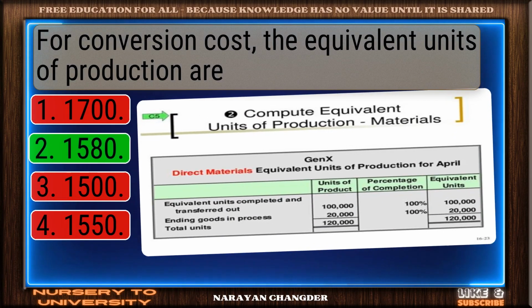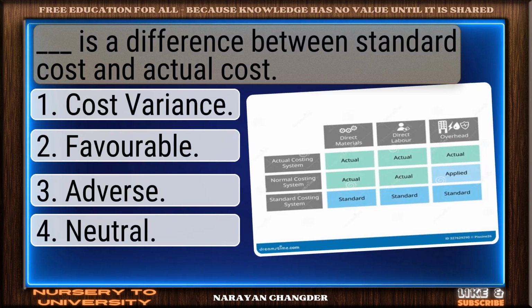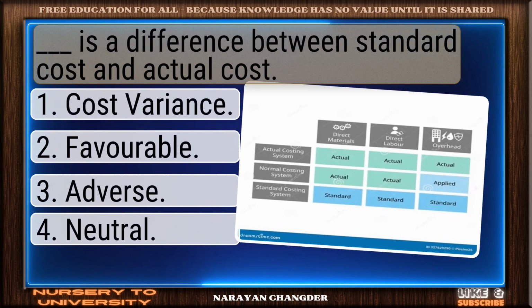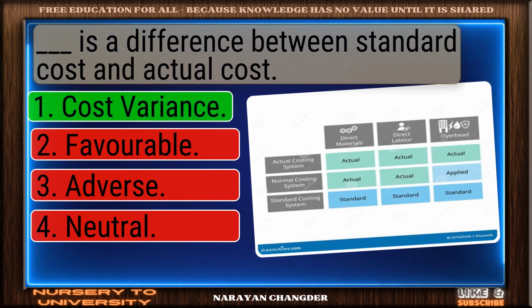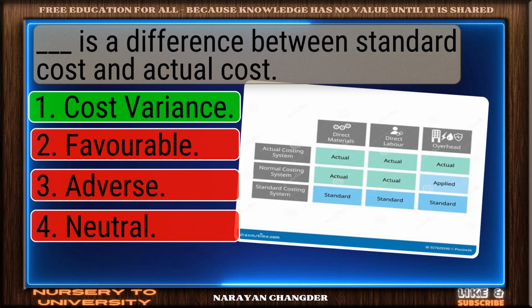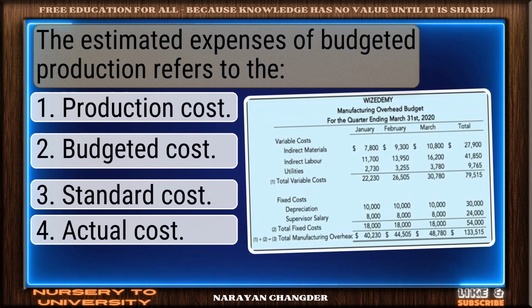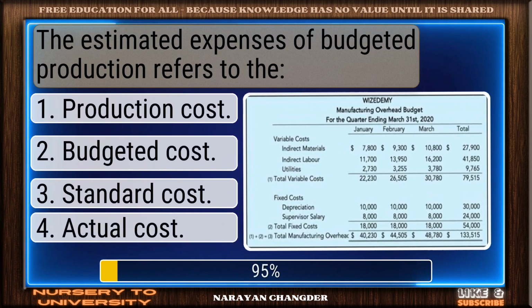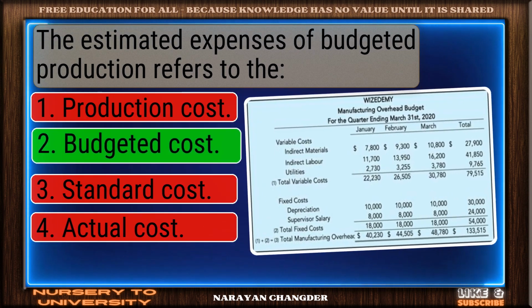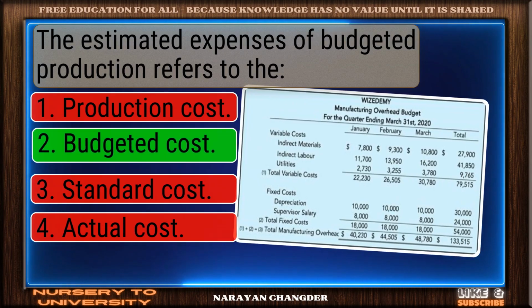1580 works well. Dash is a difference between standard cost and actual cost. Exactly. Cost variance makes sense. The estimated expenses of budgeted production refers to the. You got it. Budgeted cost fits.